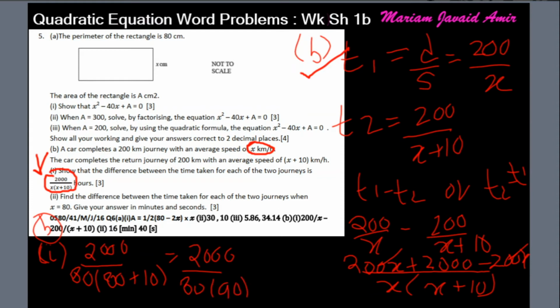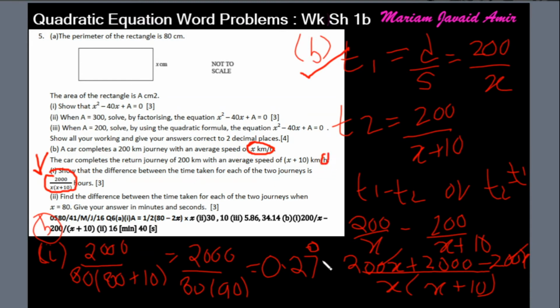What does this give us? 2000 divided by 80 times 90. This gives us 0.2777, so 7 is the recurring number. Put a small dot on it. Now this answer is in hours, because the speed was in kilometers per hour.